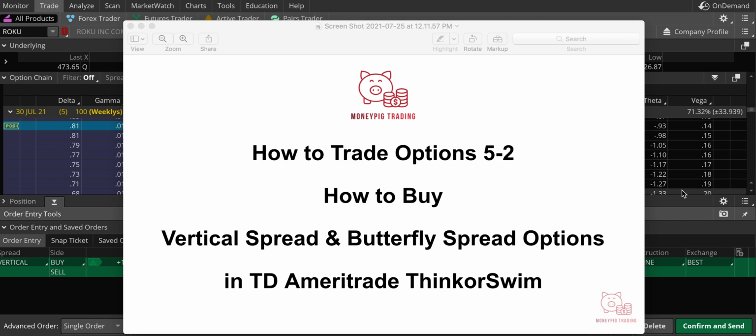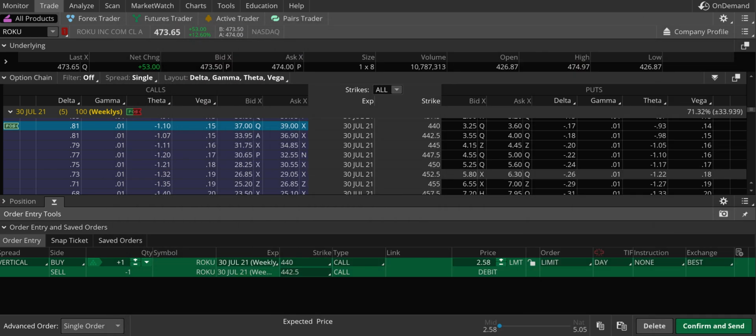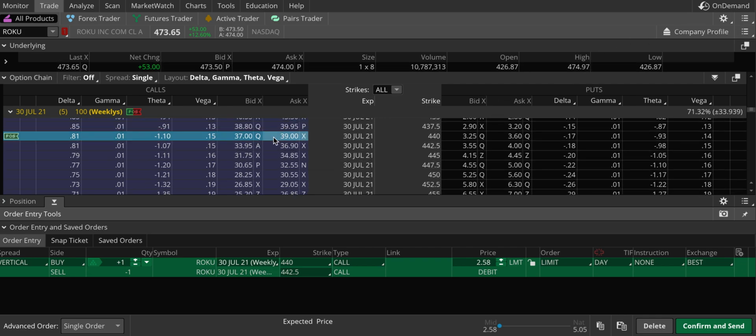Sir MoneyPigTrading. Today, July 24, 2021, we're going to discuss how to trade options. 5-2 is how to buy vertical spread and butterfly spread options in the TD Ameritrade thinkorswim platform. A lot of members and people following us on social media are asking, so let's talk about it. It's a pretty common question, as it's a little less intuitive compared to long call or put options, where we actually have a video to discuss in the links provided here on the upper right corner.